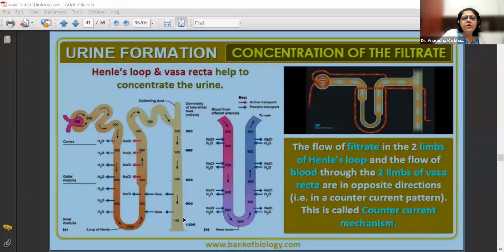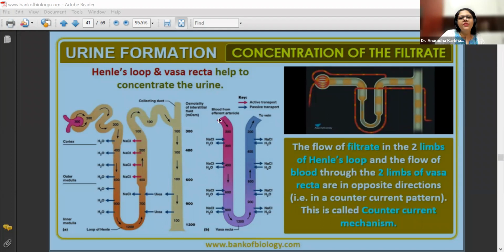Absorption will be done from PCT, DCT, and loop of Henle into the vasa recta. So everything is going to ultimately move into the vasa recta. Okay, so reabsorption, this word is for the vasa recta.